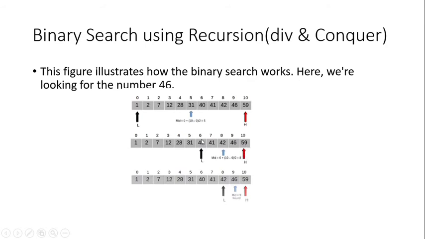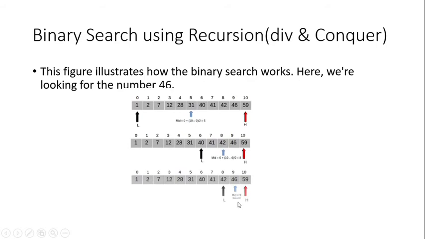Now again I'll get the midpoint. My midpoint will be 42. This is also not matching, so low will be shifted here. High will be as it is. Next time the midpoint will be (low plus high) by 2, which is 8. 8 is the midpoint, but 8 is also not matching.